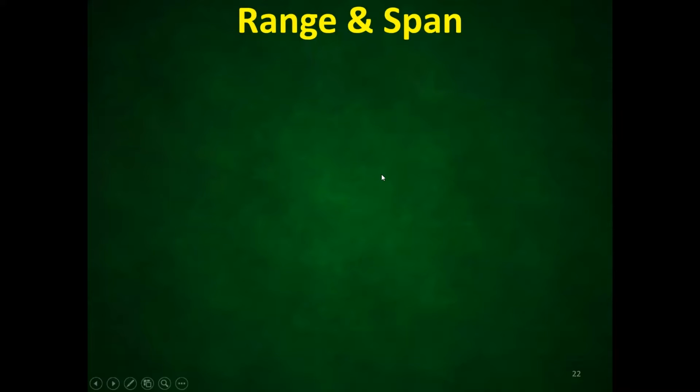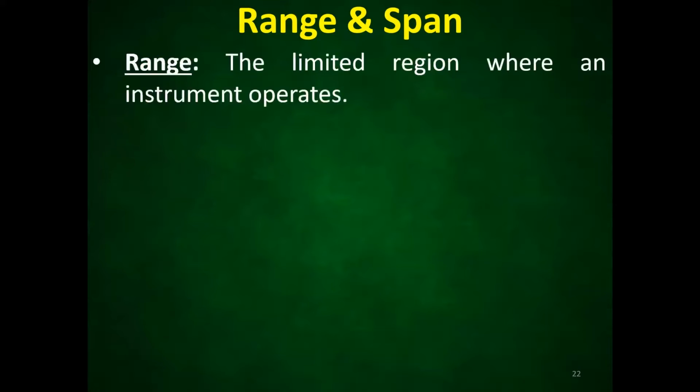Okay, so now what is the range and span of an instrument? That is the formal definition of the range of an instrument. Range means, as you all know, the limited region where an instrument basically operates. Think of the dial of a watch, or the dashboard of your car. There are certain meters there, a speedometer for example, an accelerometer for example.